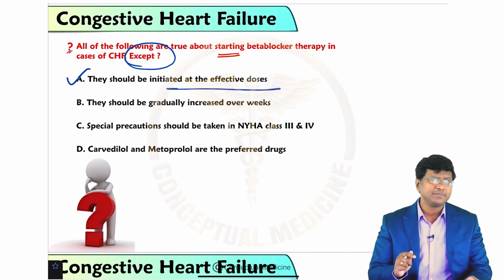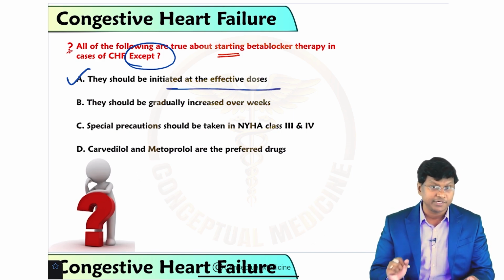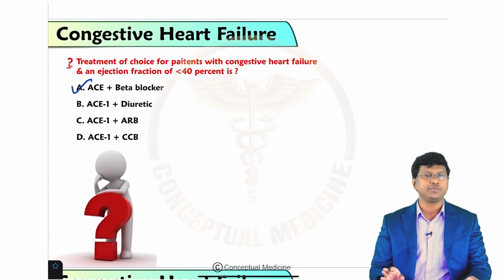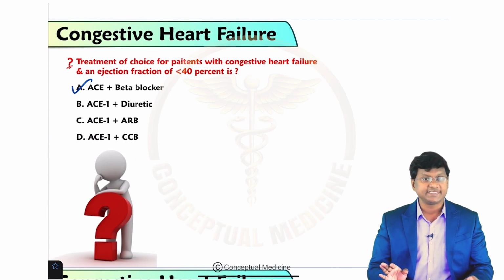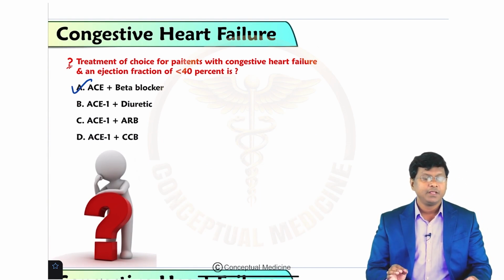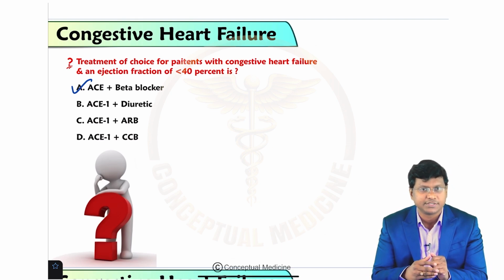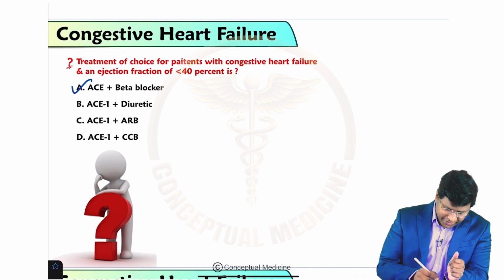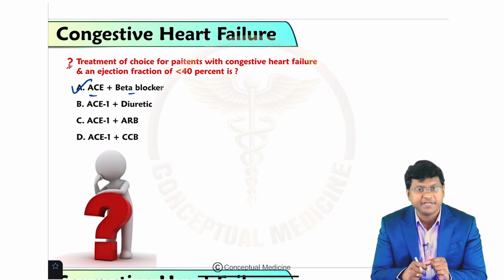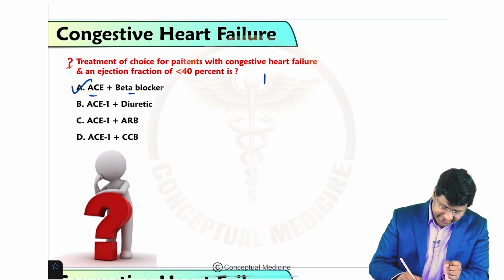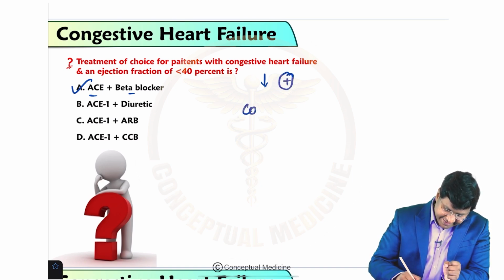And then, in patients with heart failure with reduced ejection fraction, I told you one important combination, that is, the ACE inhibitors plus beta blockers. Now the question is, what is the importance of these ACE inhibitors and beta blockers? Why do you have to give them in patients with congestive heart failure? In the beginning I told you that in patients with congestive heart failure, there is activation of the compensatory mechanisms.